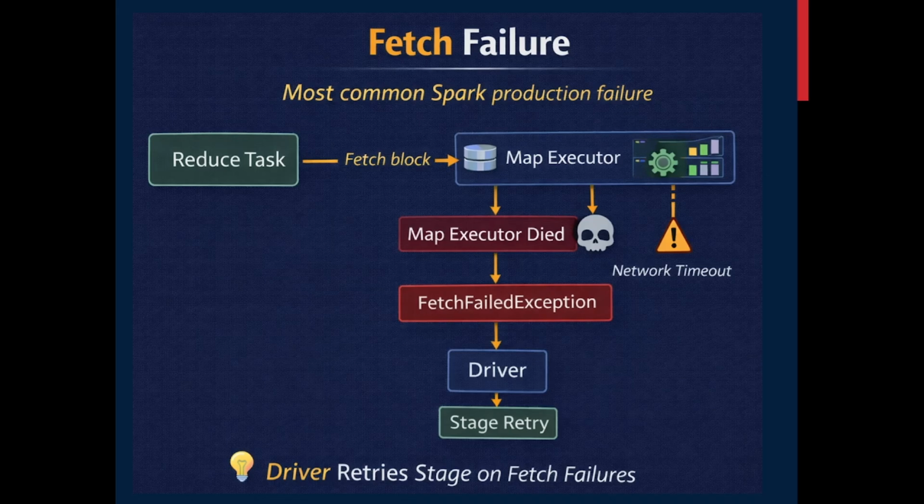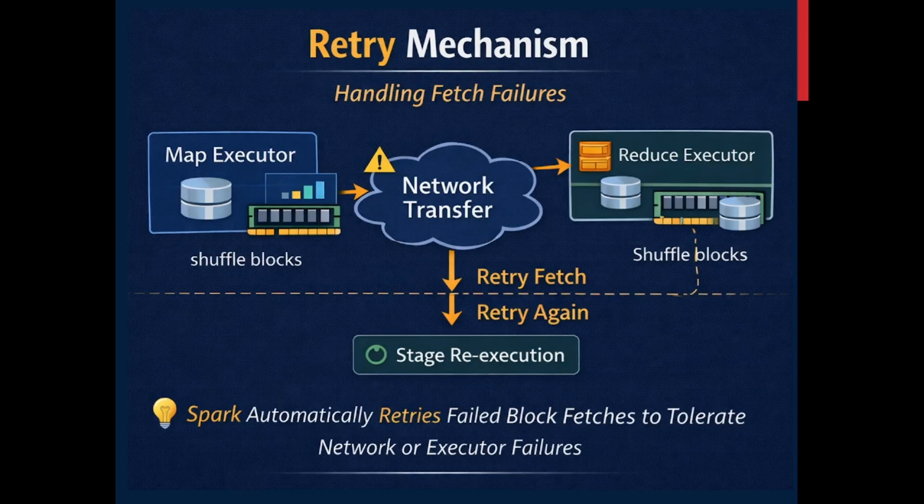We get an error, FetchFailedException. This happens when an executor crashes, a file is missing, the network fails, or disk issues occur. If even one block is missing, the reducer cannot continue. But Spark doesn't give up immediately. It retries. Configs like spark.shuffle.io.maxRetries, spark.shuffle.io.retryWait. If retry works, the job continues. If not, Spark has to recompute the entire stage. And that can be very expensive.